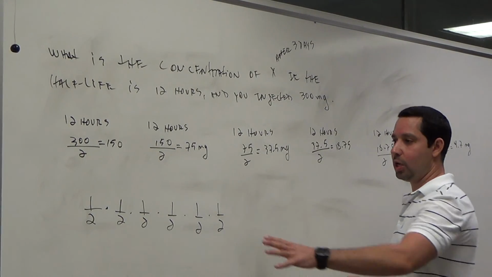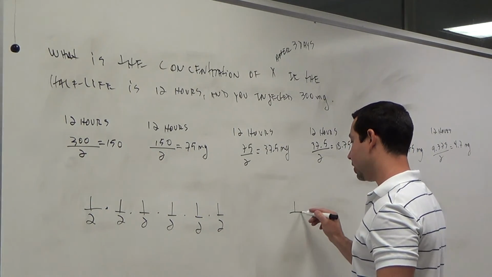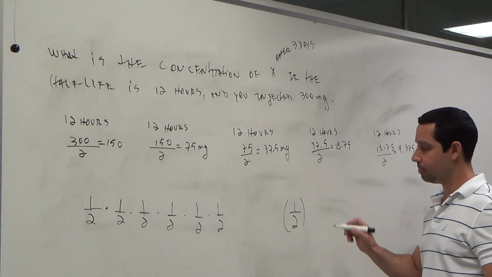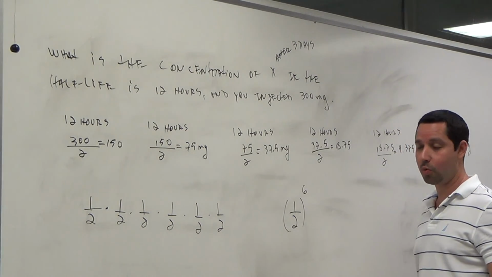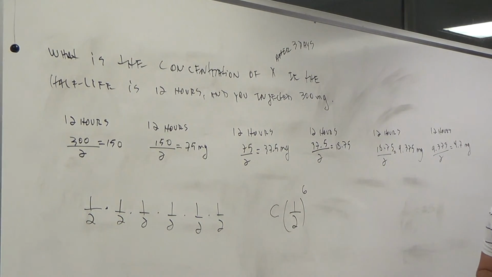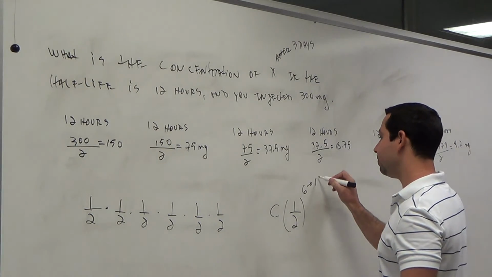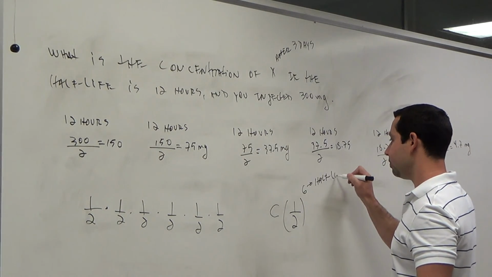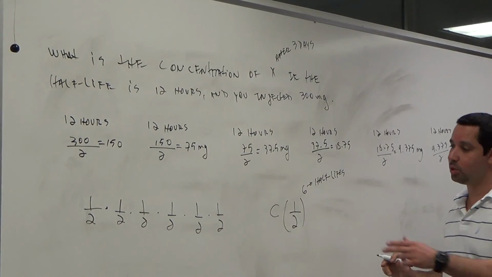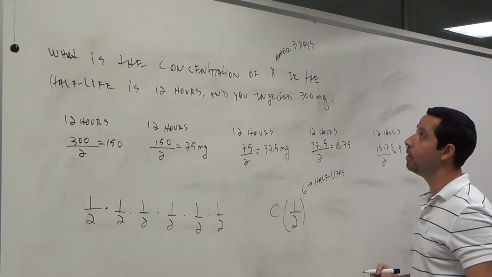And instead of doing all that silly thing, we're just going to say 1/2 raised to a power. Which power is that? 6. Is the 6th power. And we're going to multiply this times the initial concentration we had at the beginning. So this number 6 here is the number of half-lives. It is always 1/2, and then you just multiply by the concentration.